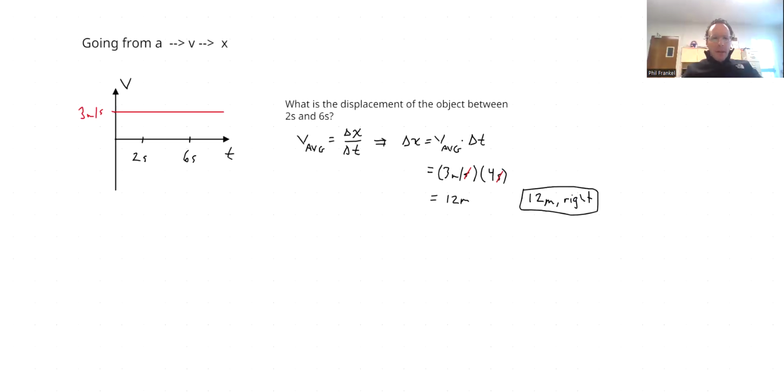Consider the following. Look at the area trapped between the velocity graph and the time axis, and also between vertical lines that I'm plotting at 2 seconds and 6 seconds. I'm going to call this the area under the velocity versus time graph from 2 seconds to 6 seconds. But it's really the area trapped between the velocity plot and the time axis.